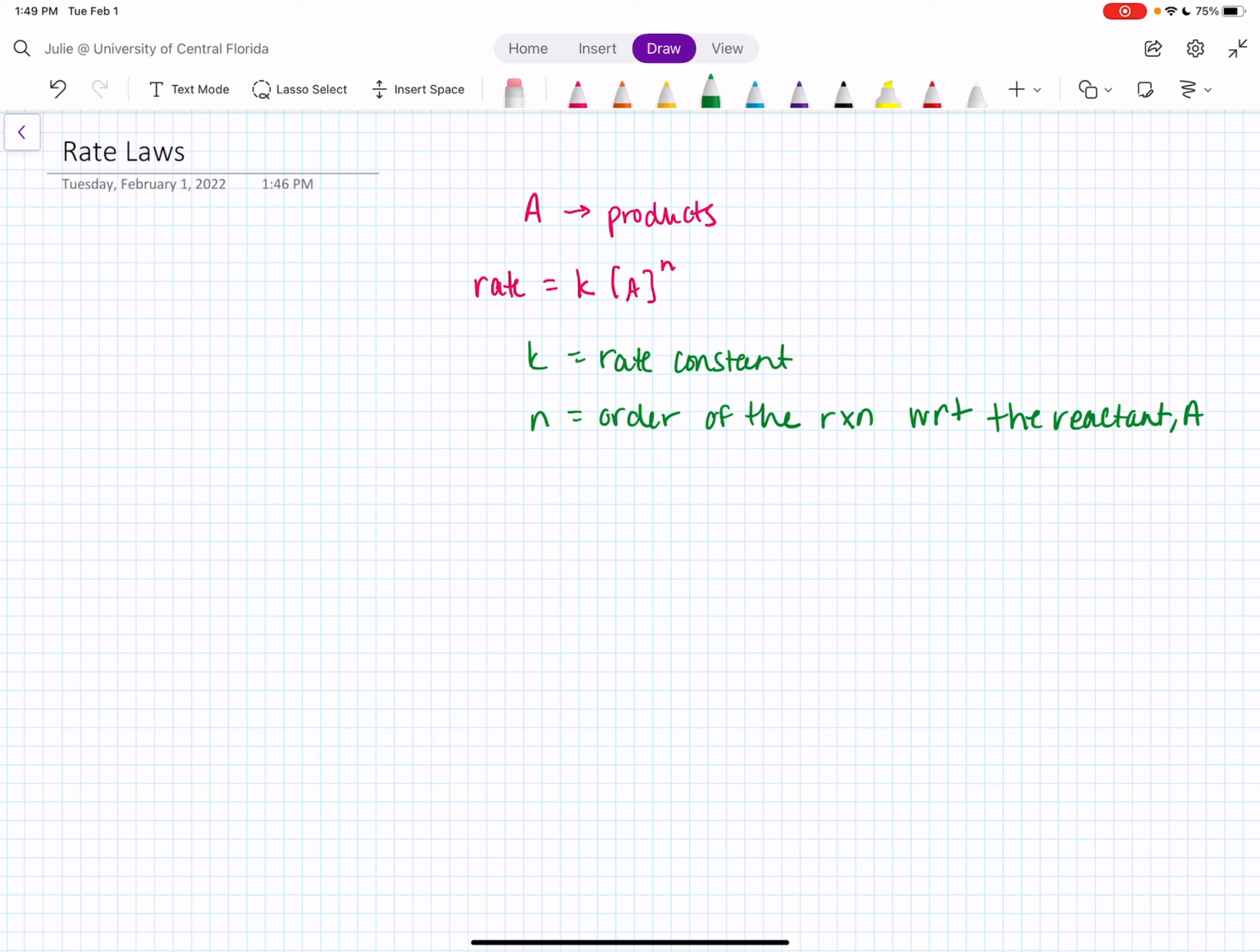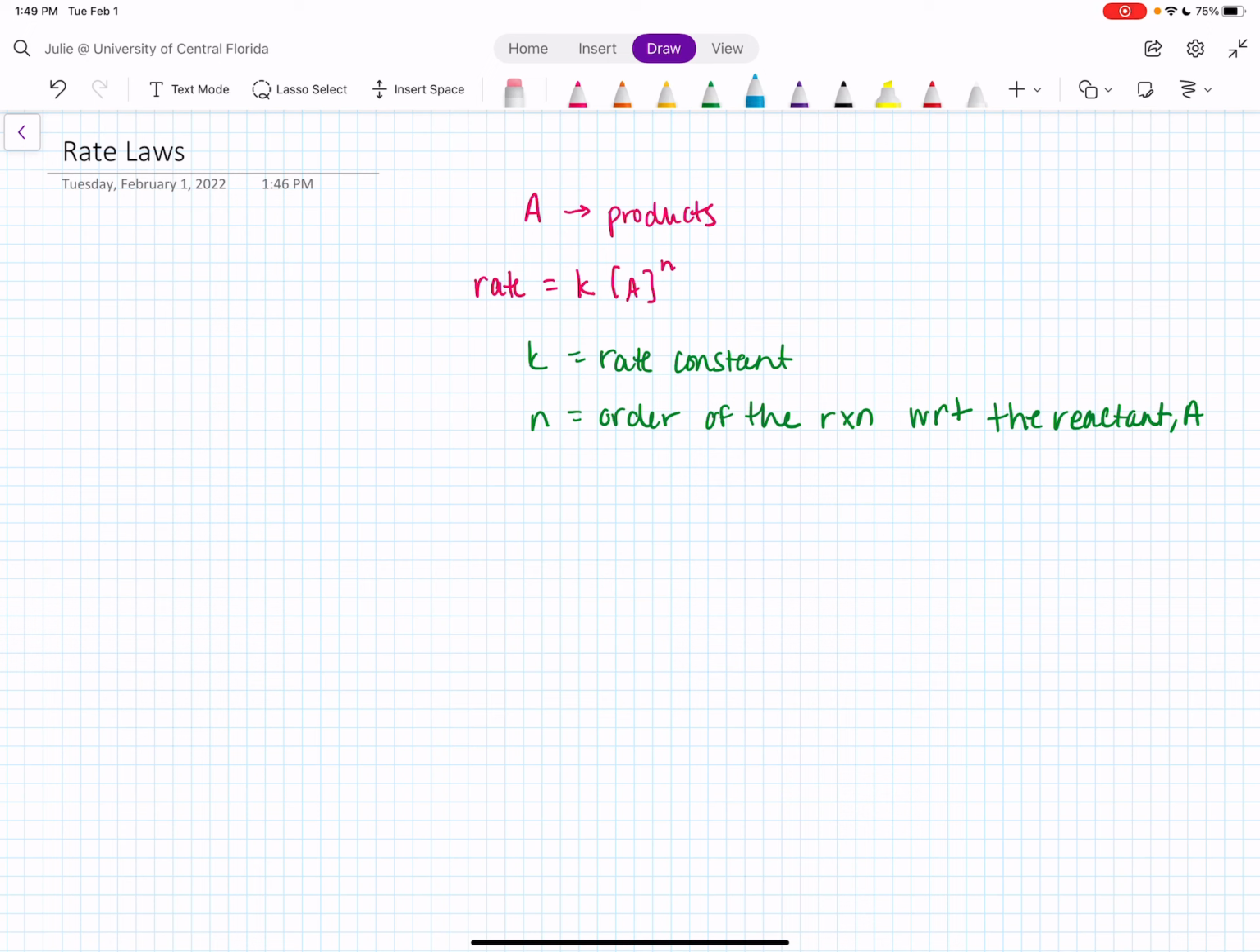We'll talk about mechanisms again in a later video. But we have to determine the order of the reaction with respect to each reactant, again, by doing an experiment. We'll talk more about how to do those types of experiments later. Right now, I want you to understand conceptually what information we can get from rate laws. And so let's talk about the significance of these orders.